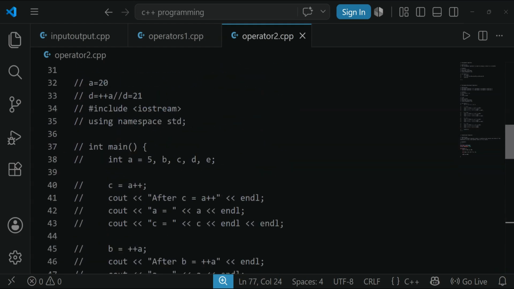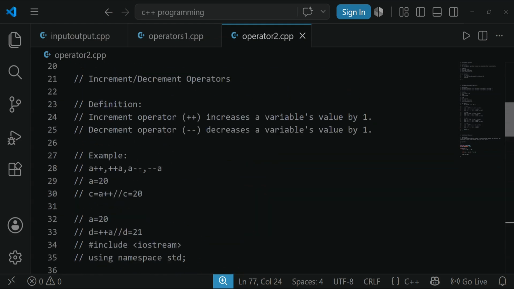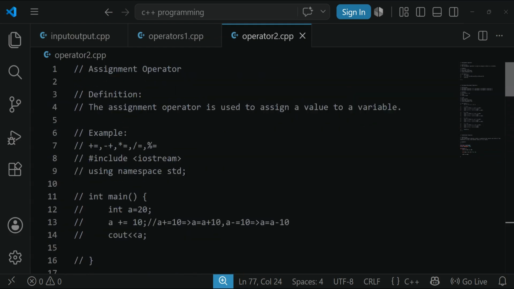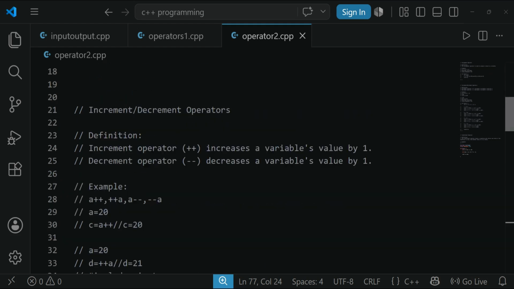I hope you guys have a clear idea on these operators, that is the assignment operator, increment, decrement operators, and conditional operators. If you haven't watched the previous video, try to watch that so that you can get a clear idea on all these operators. We are going to use these operators in our further videos. It will help you in the further videos. If you don't understand them, try to see it again and practice them.